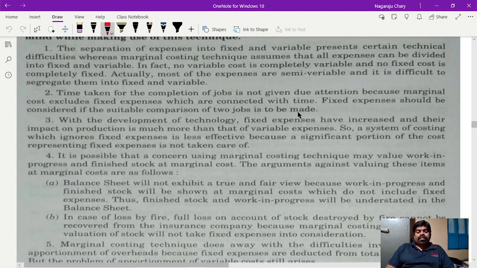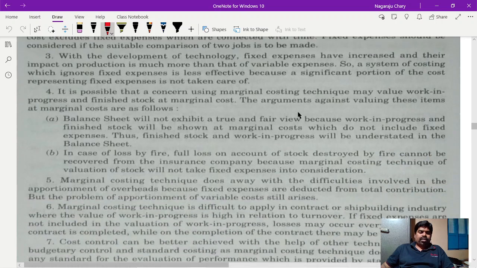Here only the segregation of fixed cost and variable cost is possible, as said in this method. So based on variable cost only, the management has to take decisions. That's why the time taken is not given for certain jobs. It may take a lot of time, and sometimes it may not take time. So that's why it is a little bit difficult for the comparison.